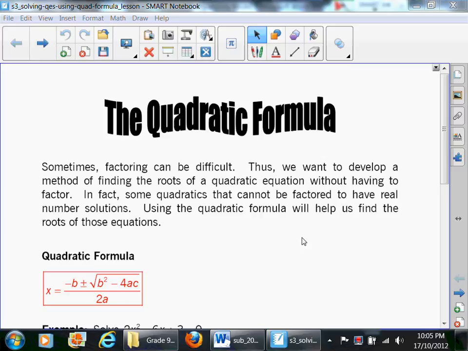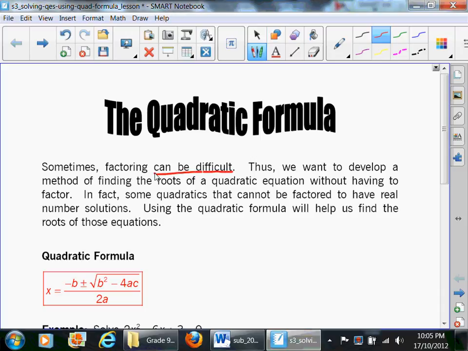Alright, grade 11s, what we're going to do here is look at the quadratic formula. Now sometimes factoring can be difficult. Is that not a true statement, or what? So we want to develop a formula to find the roots of a quadratic equation without having to factor.